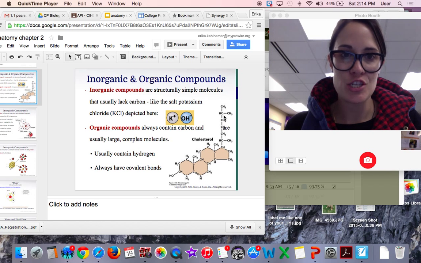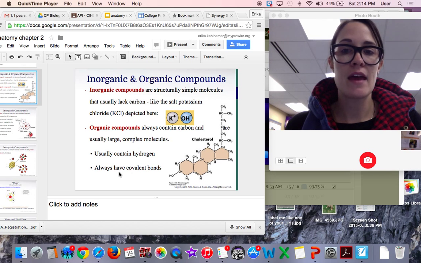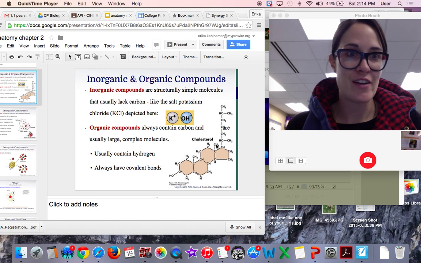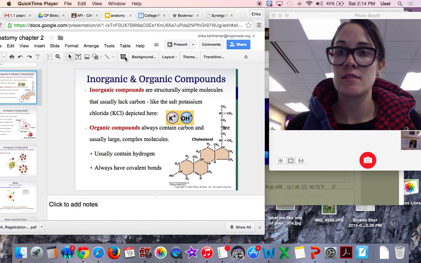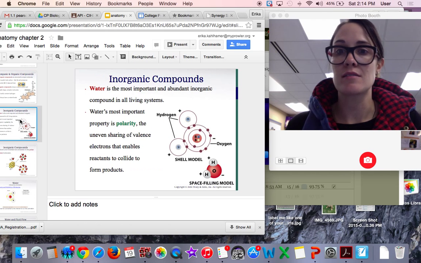And here's a carbon chain. And they usually contain hydrogen, lots of hydrogen, and they always have covalent bonds. Here's an example of a covalent bond. Remember, covalent bonds are the strong bonds.